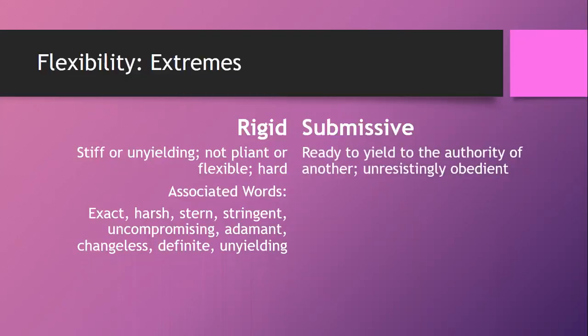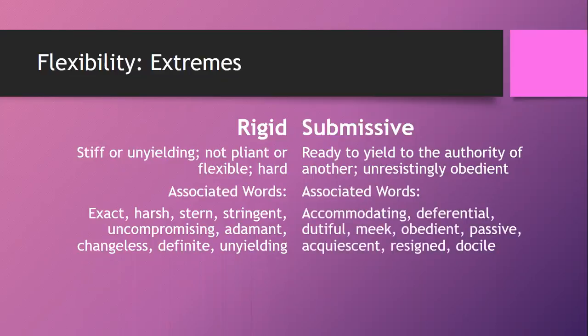Now there's submissive, which is ready to yield to the authority of another, unresistingly obedient. Some associated words: accommodating, deferential, dutiful, meek, obedient, passive, acquiescent, resigned, and docile. Both have some qualities, but taking either of these to an extreme probably has more weaknesses.